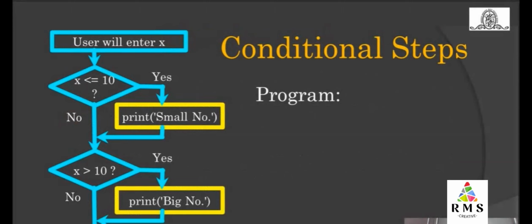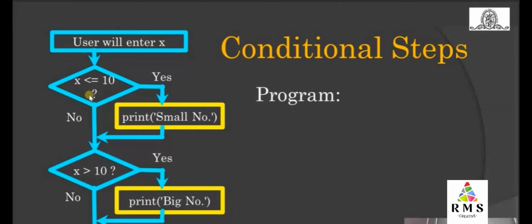Let us see the conditional steps. For example, the diagram is given over here. You can see the user will enter x first of all. Is x less than or equal to 10 or not? This is the question. If yes, print it's a small number. If no, we are going to use this particular path. That is, small number will not be printed if x is not less than or equal to 10.